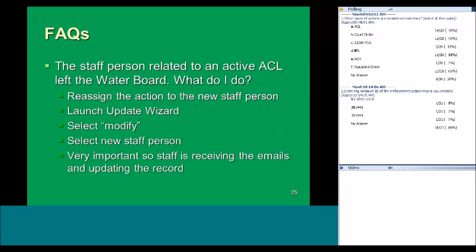And then finally, we have the staff person related to an active ACL left the water board. What do I do? For that, you reassign the action to a new staff person. And this is very important so that we make sure that staff is receiving the emails and updating the record to keep, again, the data entry current on the record. So you launch the update wizard, select modify, select your new staff person, and go ahead and at the bottom say update enforcement action.